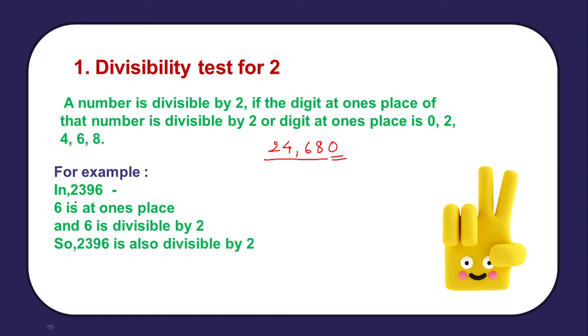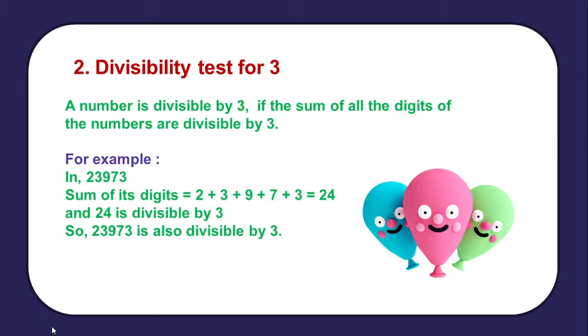Then one more example we will take, 2396. As I said, don't concentrate on the length of the number. Just check for the last digit. It is 6. So that means what? The number is divisible by 2. You just need to check the last digit. Then let's see the divisibility test for 3.